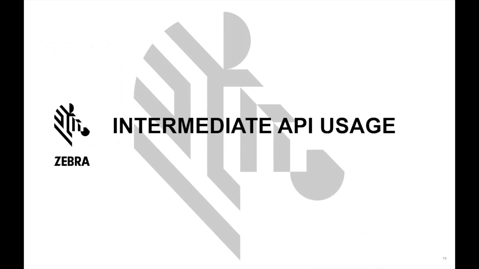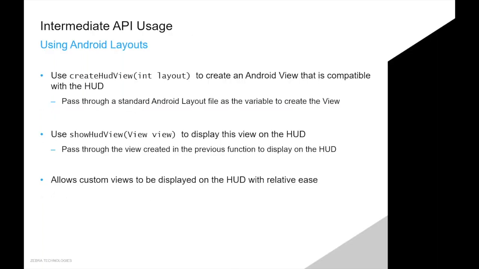So moving on then, just one step up. I want to talk quickly about intermediate API usage. I only really cover, there's two APIs technically in here, but they're both used to perform the same thing. Essentially, you can use these APIs to create HUD views using standard Android layouts. If we call this create HUD view API and we pass through an Android layout, so this is the same type of file that you would use to design screens for a normal Android application, we just pass that through to this API, create HUD view.